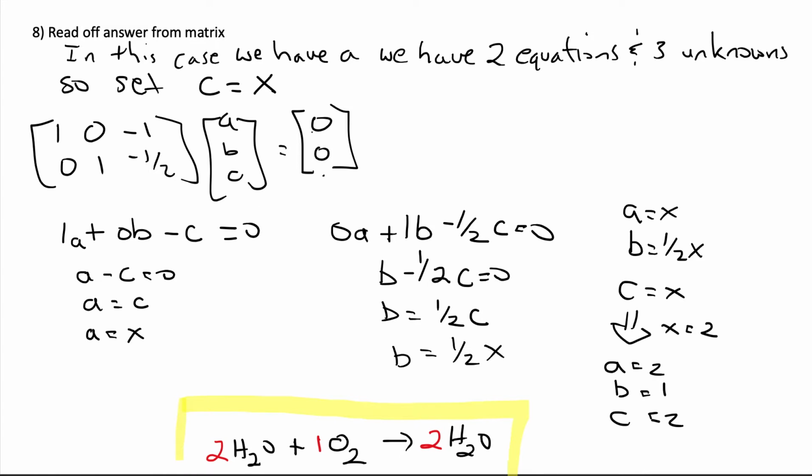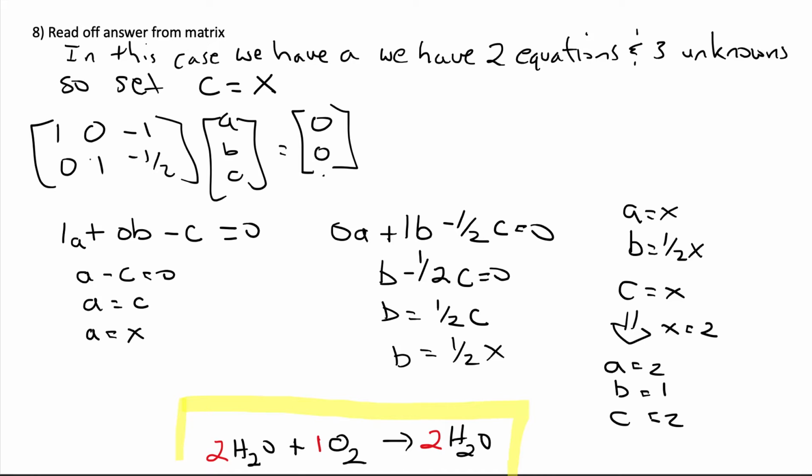So we have 2 equations that are in reduced row form, and then we have a column vector. So what you do is you just take your row times the column. So we have 1 times A, 0 times B, minus 1 times C equals 0, and then you solve for A. And you get A equals C.